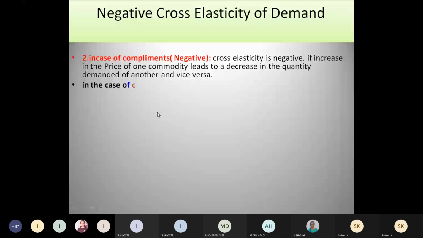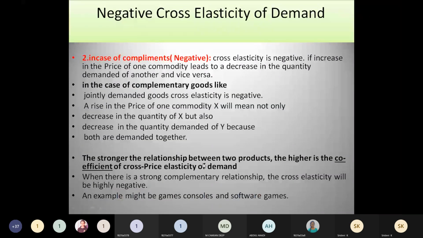Even a product is complementary products. So a slight change in the price of one product will be affecting negatively the quantity of sales of Y product. So this is what we are going to show in this negative case.